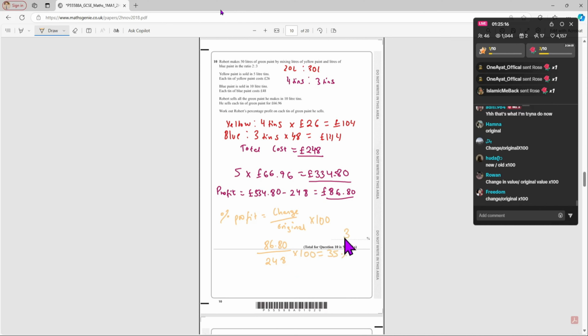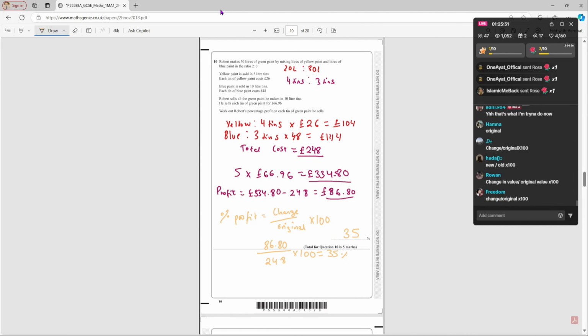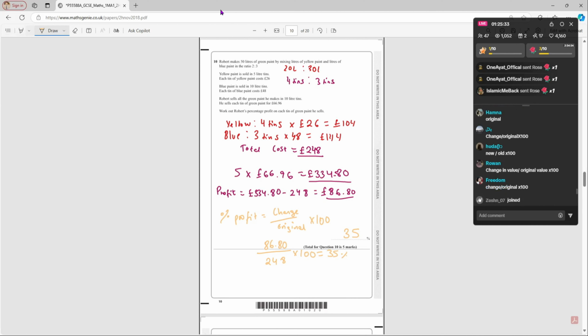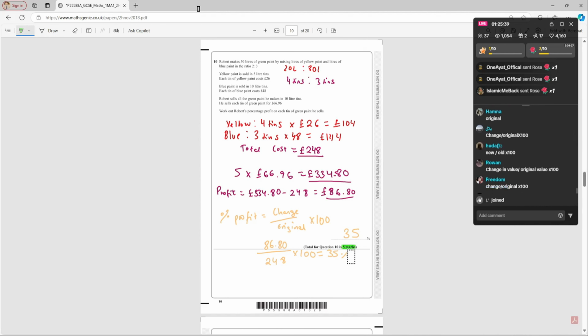And that is going to be your percentage change, and that will be your answer. That is Robert's percentage profit. Okay? So well done, guys, for getting that correct. That question was worth 5 marks in total. Question 10 was worth 5 marks in total.